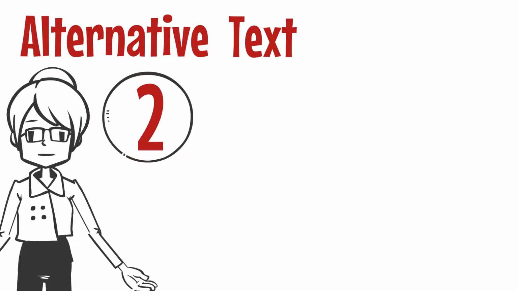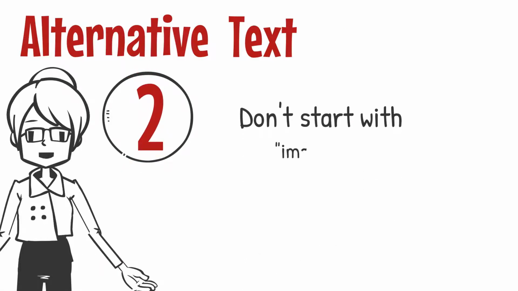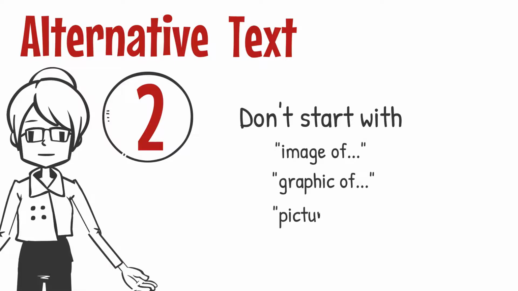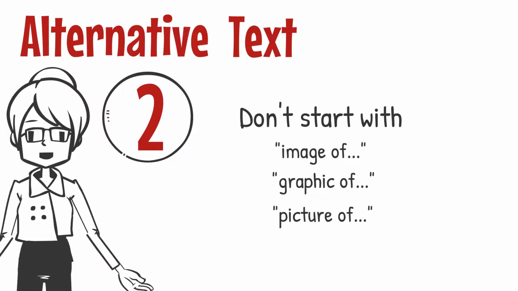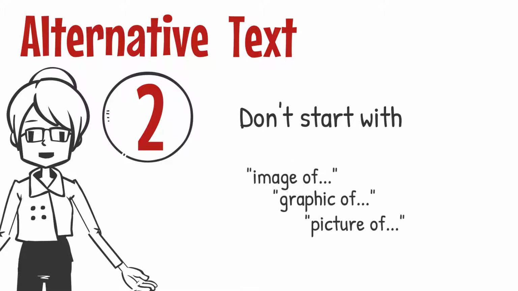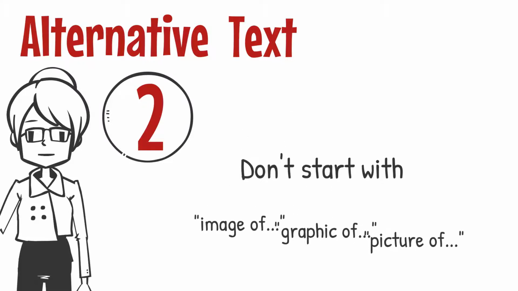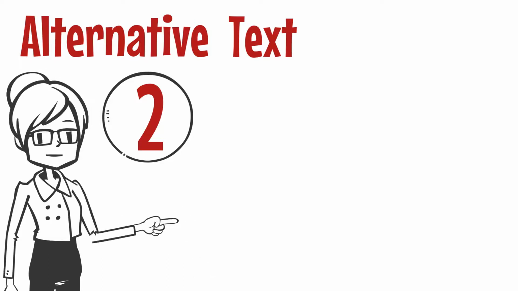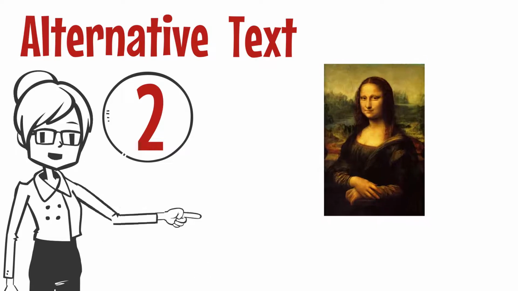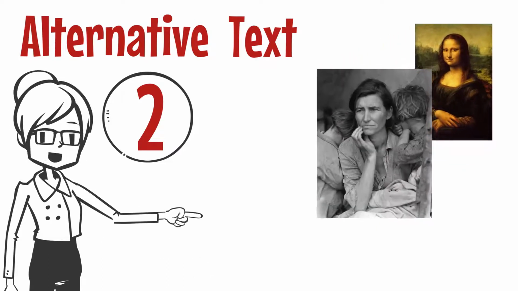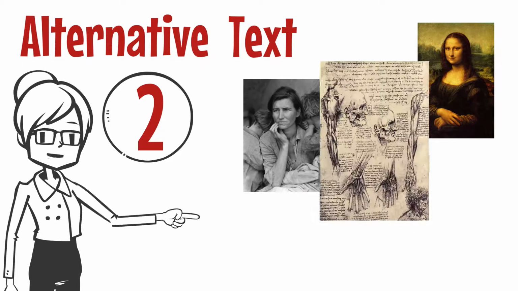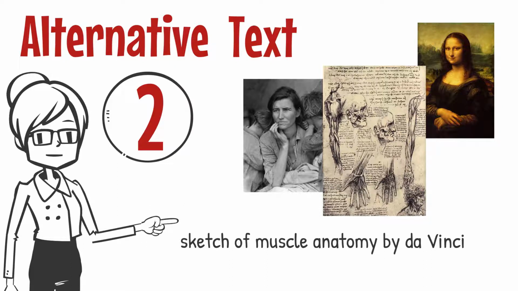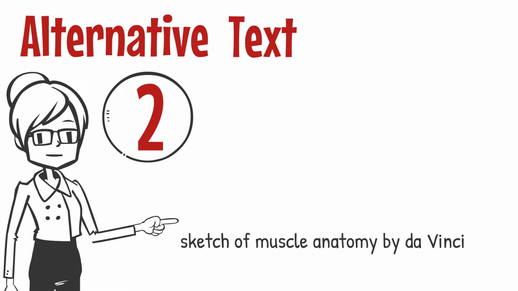Number 2. Don't start your alt text with a phrase like image of, or graphic of, or picture of. The screen reader will note when it comes to an image. The only time you need to include anything about the media is when the media matters. For instance, if it's important that your students know they are looking at an oil painting, or a photograph, or a sketch, include that. But if the medium is irrelevant to the context, just stick to describing the image.